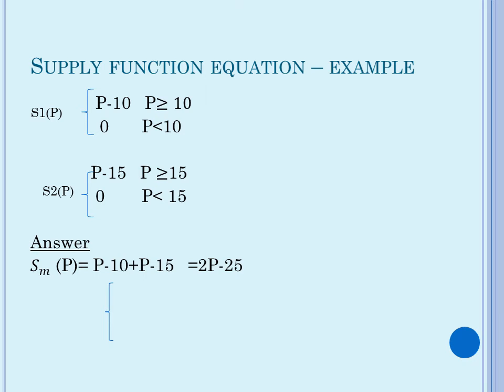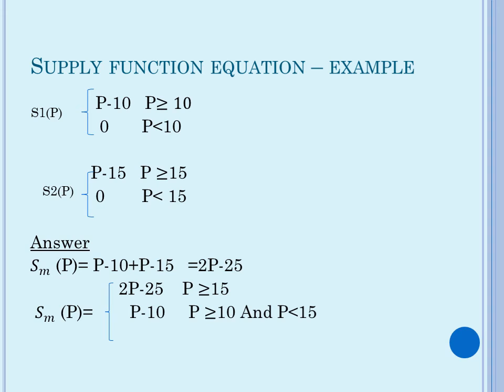So the answer is: in order to find the market supply function equation, the two individual supply equations are added together, and we get P minus 10 plus P minus 50, and we get 2P minus 60. So this is the market supply equation.